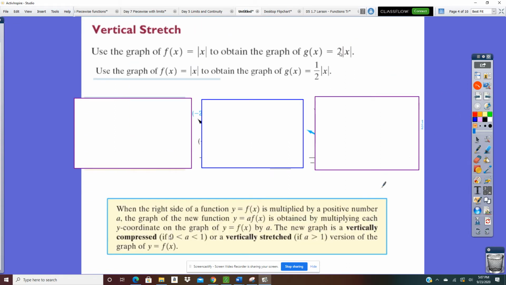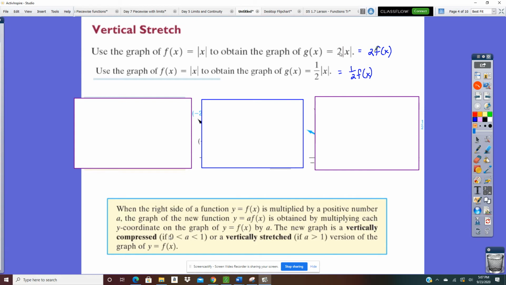Okay, so here we have a little bit more to remember. If I use a graph, and I'm going to use an absolute value this time, to obtain the graph of this function, 2 times absolute value of x, I'm taking the original function and multiplying by 2. So 2 times f of x is the function notation. This one's going to be 1/2 times f of x.